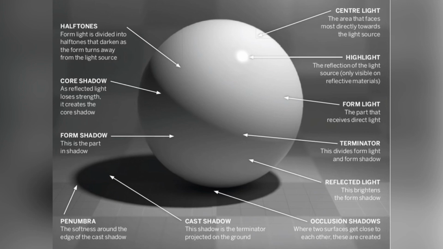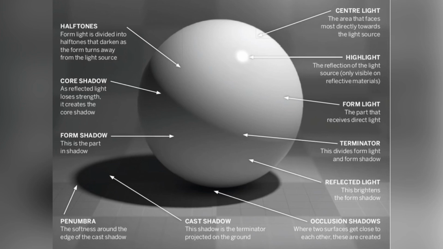Highlight is the portion of the object which receives direct sunlight. It is mostly white in color or it is slightly the lowest value of any color depending upon the shade. Form shadow. Form shadow is the parts of the object which does not receive the natural sunlight. So it is the shady part of any object.